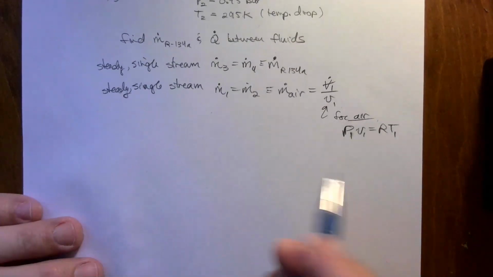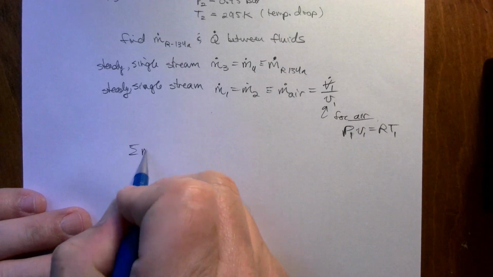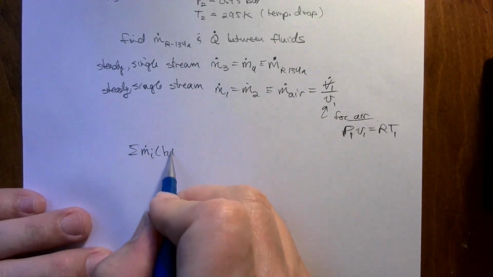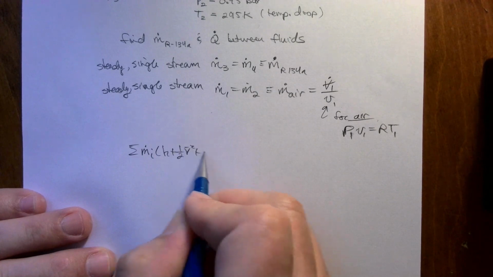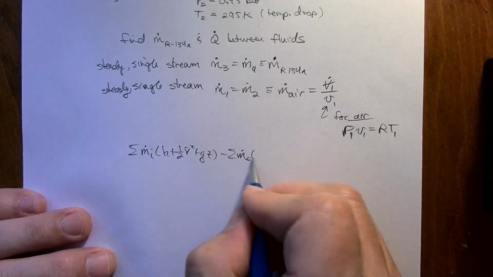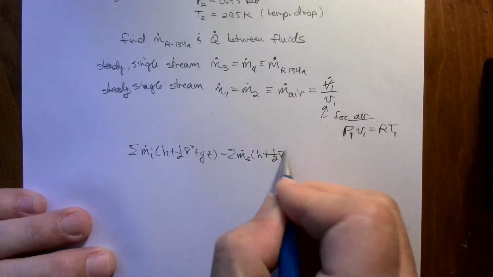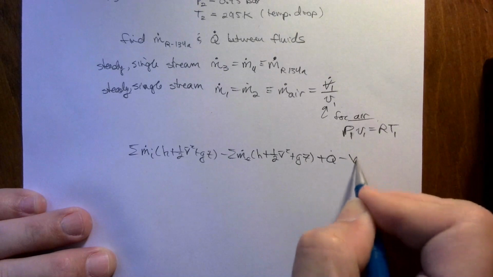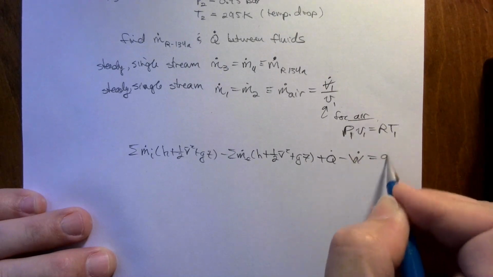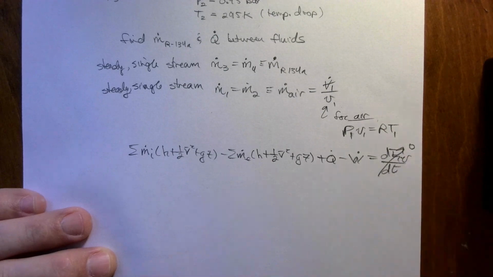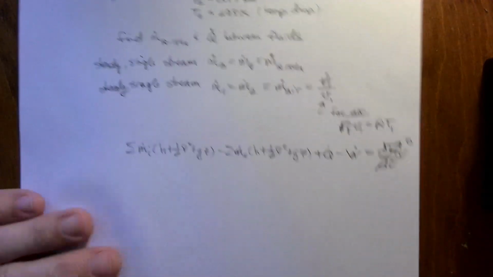Now let's look at the energy balance for this. Summation of m dot in (h plus 1/2 the velocity squared plus gz) minus the summation of m dot exit (h plus 1/2 the velocity squared plus gz) plus q dot minus w dot equals 0. Steady, so the right hand side is gone.